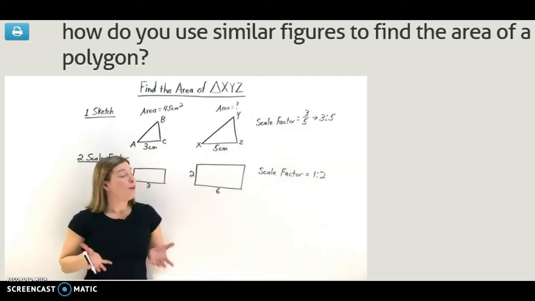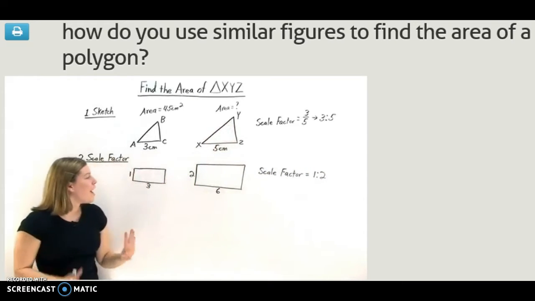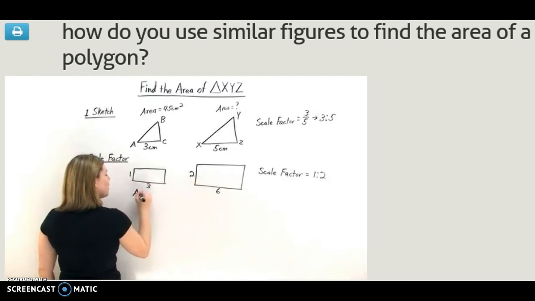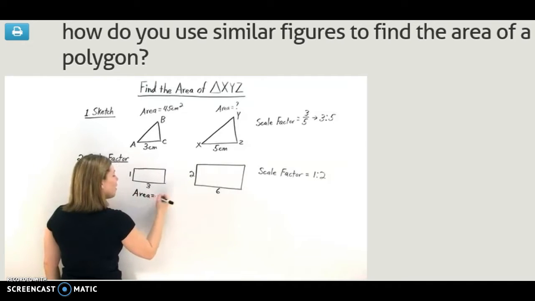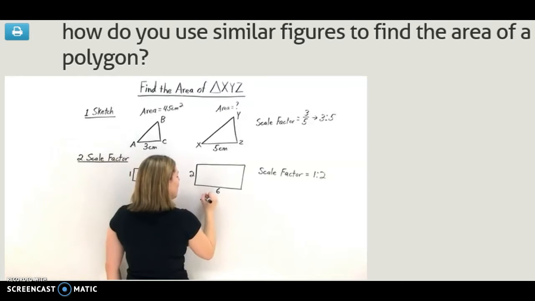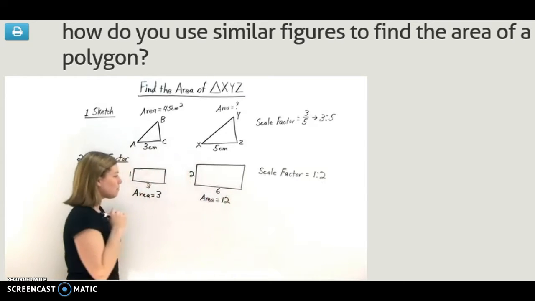Great. But remember, we're trying to find the area of this triangle. So let's go ahead and see how the areas of these rectangles relate to one another. Maybe we can figure out something there. To find the area of a rectangle, we take length times width. Here we get 3 units squared. And finding the area of the other rectangle, we get 12 units squared.